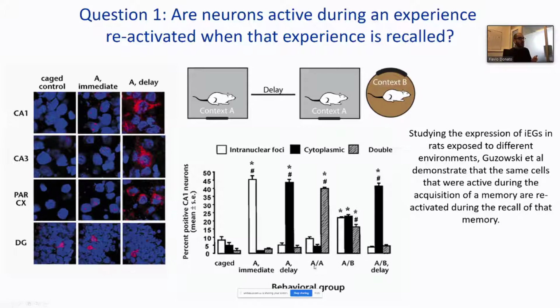So if you look at animals that have gone through first exposure in context A, then delay, and then second exposure in context A, you find a lot of neurons that have both intranuclear foci and cytoplasmic protein. While if you put the animal first in context A and then in context B, you will find a lot of neurons that have cytoplasmic protein, other neurons that have the intranuclear foci, but they do not overlap. They focus on just one population here.